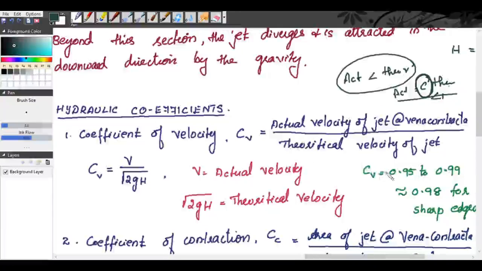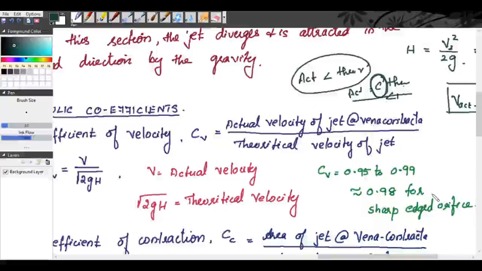So Cv, the coefficient of velocity, ranges between 0.95 to 0.99 for different orifices. It depends upon the shape and size of the orifice and on the head under which the water flow takes place. Generally, the value of Cv is taken as 0.98 for sharp-edged orifices. In the general case, if the value is not given, you can take it as 0.98 while solving problems.